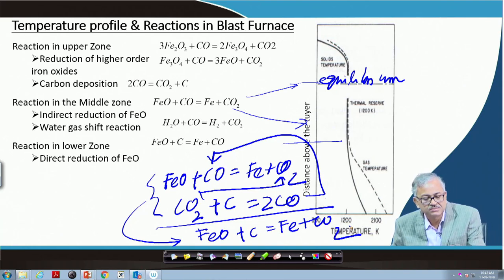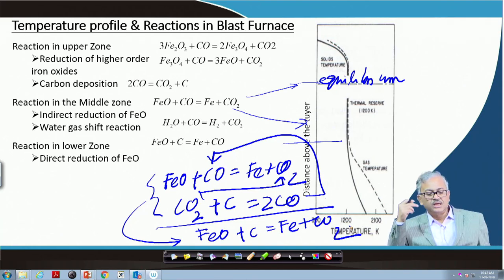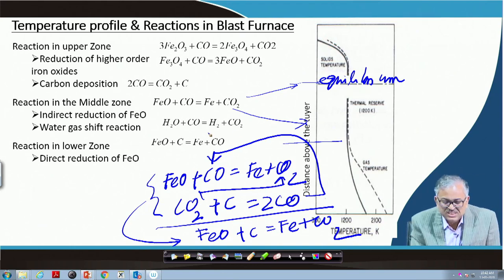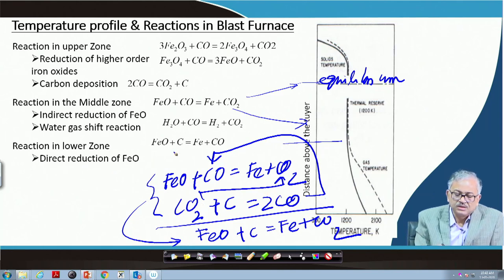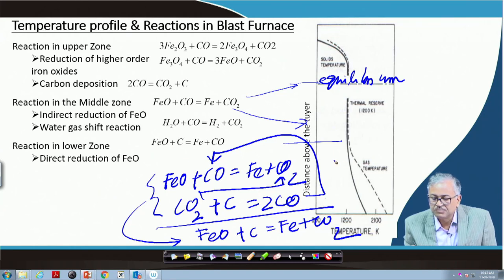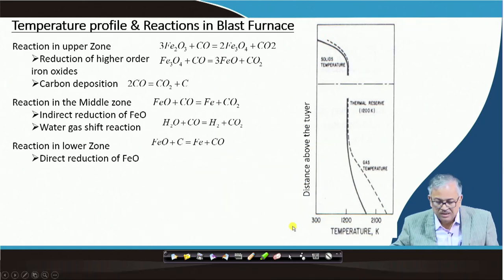So directly participating means that when the carbon directly participates in the reaction, that is called direct reduction. Okay. And in this reaction, you are generating the CO in situ, right? And this is a highly endothermic reaction, and that's why it requires a higher temperature. So it takes place at higher temperature in the lower part of the furnace. All direct reductions take place in the lower part of the furnace, and some other reactions can take place.